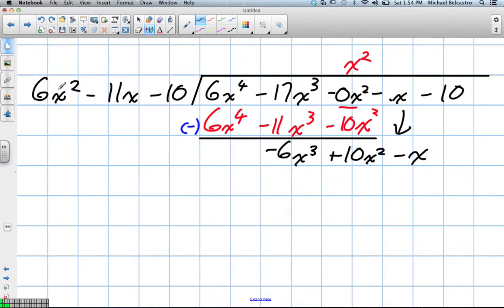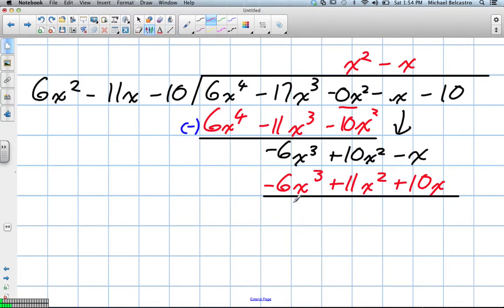What can we multiply 6x squared by to get negative 6x cubed? Negative x. Yeah, negative x. And same thing again. So this will give us negative 6x cubed. This will give us positive 11x squared. And this will give us positive 10x. Now we subtract these numbers.